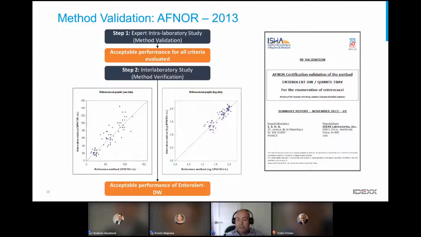And then based upon these findings, which were presented to the AFNOR committee, they granted Enterolert DW certification as a validated method, and that occurred back in 2013.